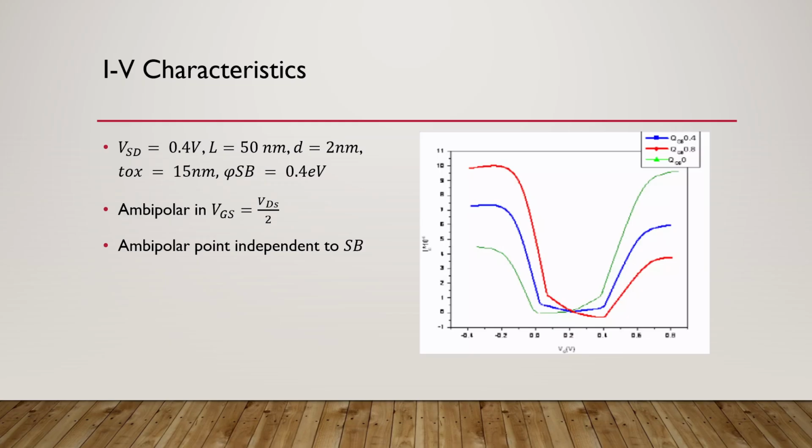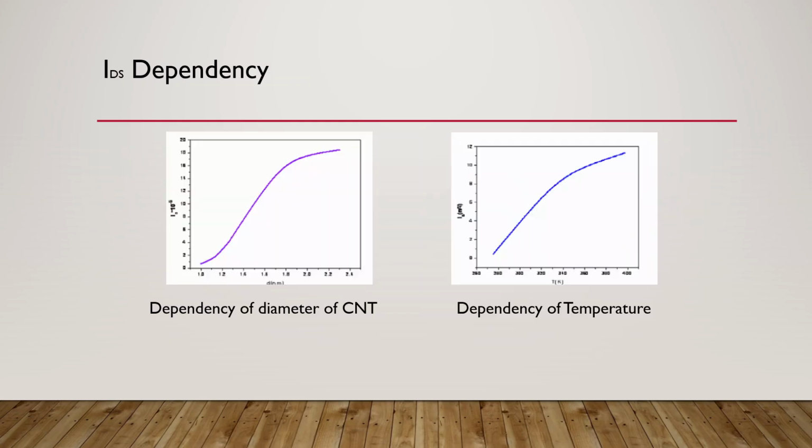The ambipolar point is at VGS equal to VDS over 2. The ambipolar point is independent of the Schottky barrier. The IDS depends on the diameter and the temperature, as shown in these two graphs. The larger the diameter, the higher the IDS. It is also the same for temperature: the higher the temperature, the larger the IDS.